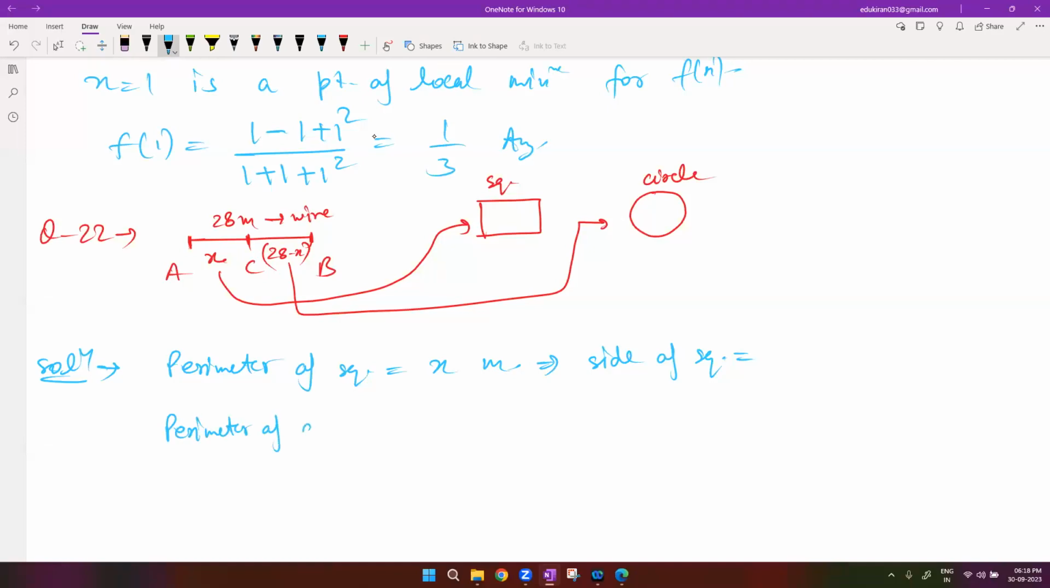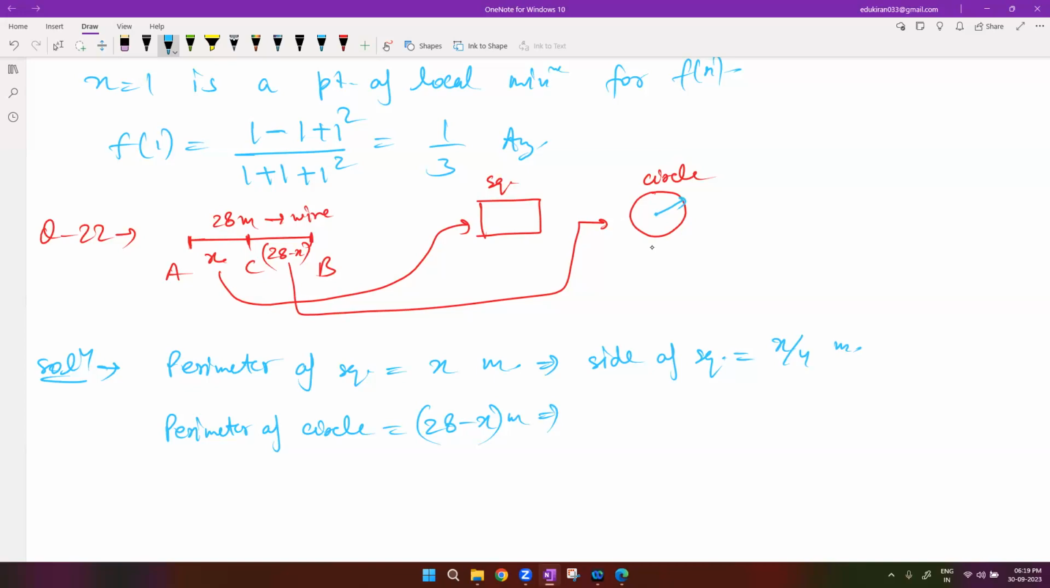Anyone? Is it that term? X by 4, correct? Yeah. So if the perimeter of the square is X, then the side of the square is X by 4 meter, correct? Now, we again know that the perimeter of the circle is 28 minus X. Can you tell me what will be the radius of this circle?